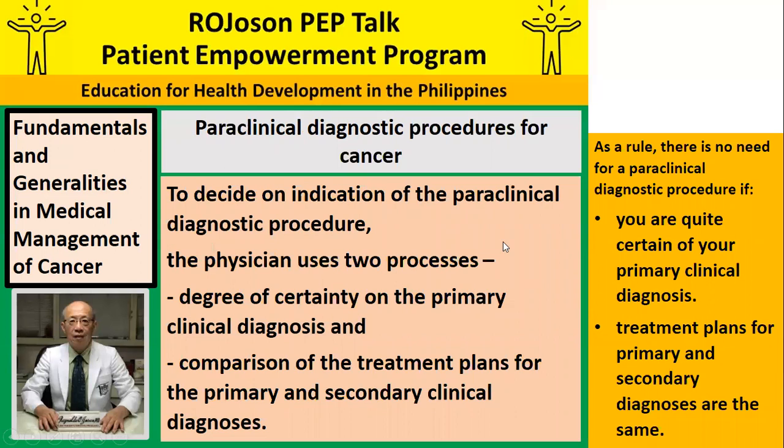To decide on the indication of the paraclinical diagnostic procedure, the physician uses two processes: the degree of certainty on the primary clinical diagnosis and comparison of treatment plans for the primary and the secondary clinical diagnosis. As a rule, there is no need for a paraclinical diagnostic procedure if you are quite certain of your primary clinical diagnosis, and the treatment plans for the primary and secondary diagnosis are the same. So these are general rules.